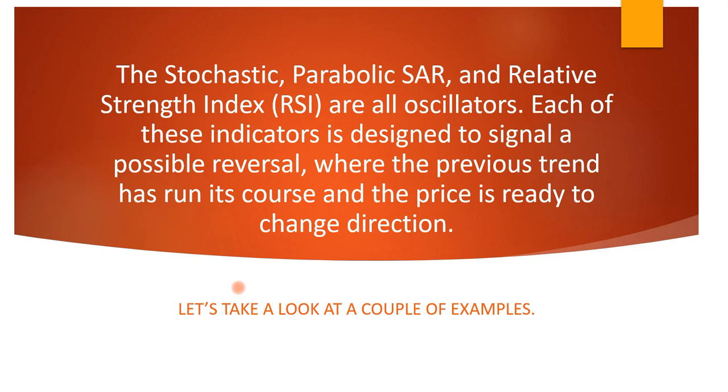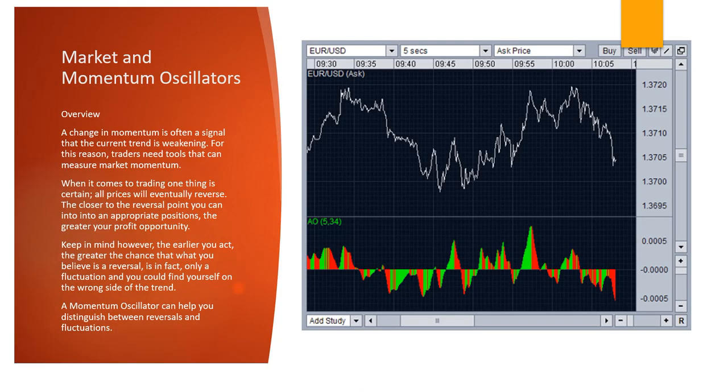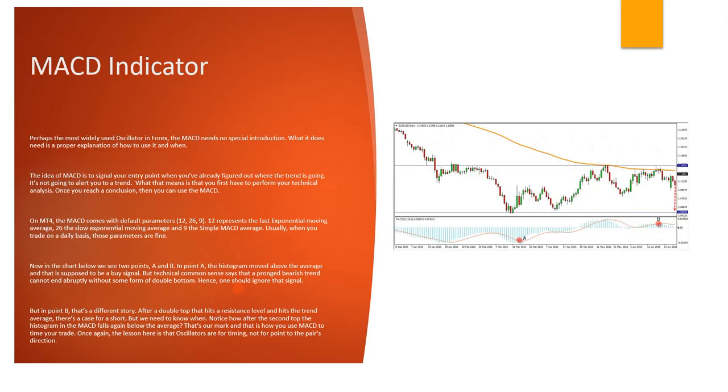So we have the stochastics, parabolic SARs, relative strength index. They're all oscillators. Each of these indicators is designed to signal a possible reversal. What these indicators do is they will signal when the market is overbought or oversold, and especially to the extremes. And a momentum oscillator can help you distinguish between reversals and just fluctuations.